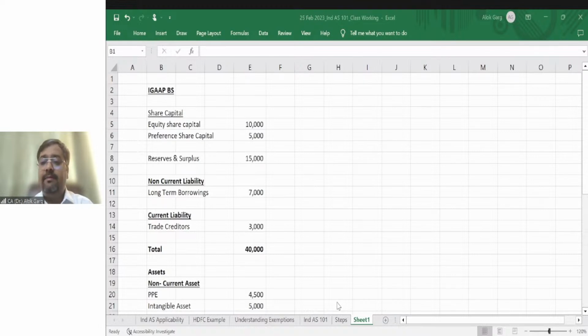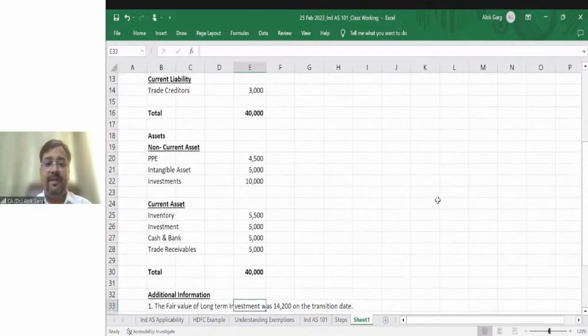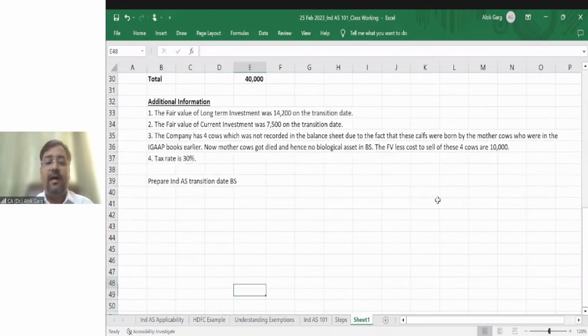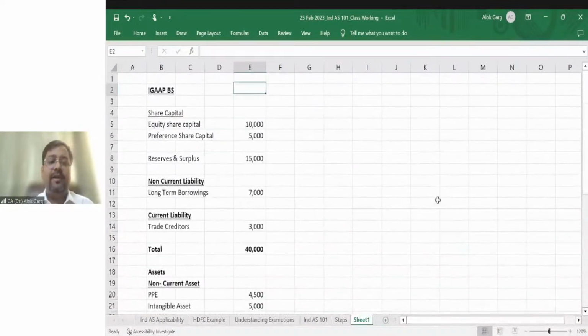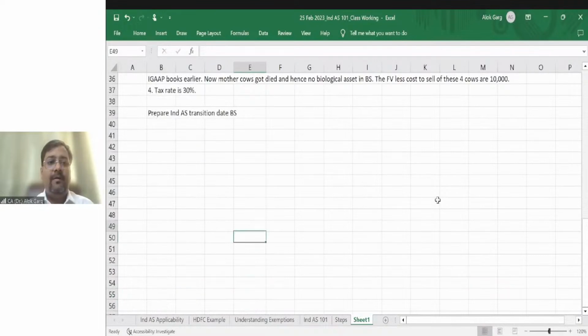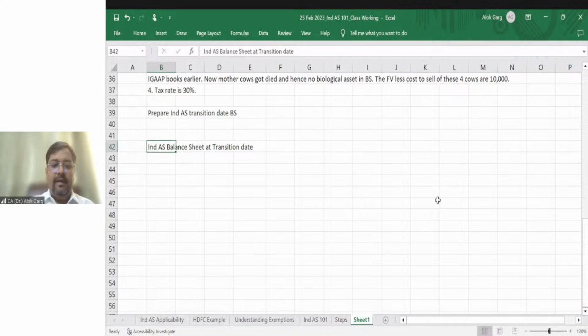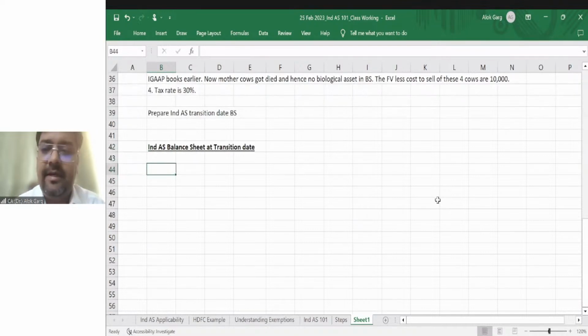Now I am telling you the practical part of it, right? We need to prepare this Ind AS balance sheet. Let's say this balance sheet is on the date of transition. These are the IGAAP numbers, and we have to convert this IGAAP balance sheet into an Ind AS balance sheet. How will we convert it? First of all, let's prepare the Ind AS balance sheet at transition date. And here we will prepare the reconciliation, right?